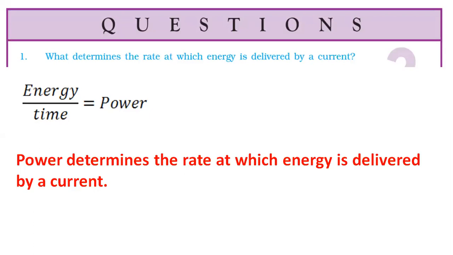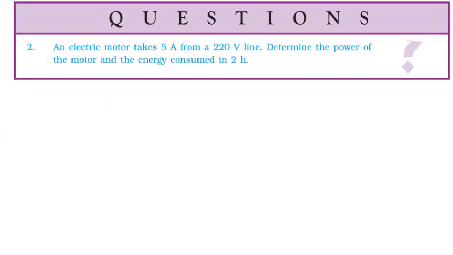Okay. Now let us proceed to the second question. This is a numerical. I will give you all the values, but you have to actually calculate the answers. The question is: an electric motor takes 5 ampere from a 220 volt line. So what is the potential difference? 220 volts, and the current they have given is 5 amperes. They are asking us to calculate the power of the motor and the energy consumed in 2 hours.